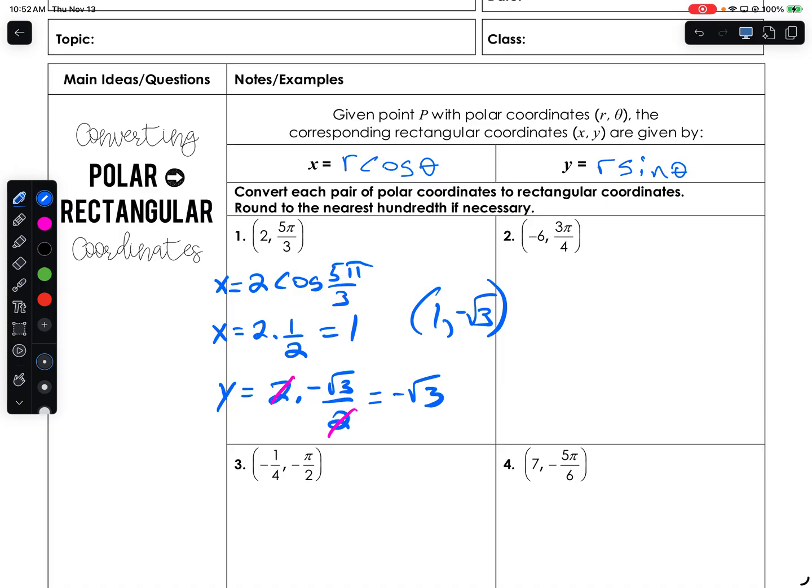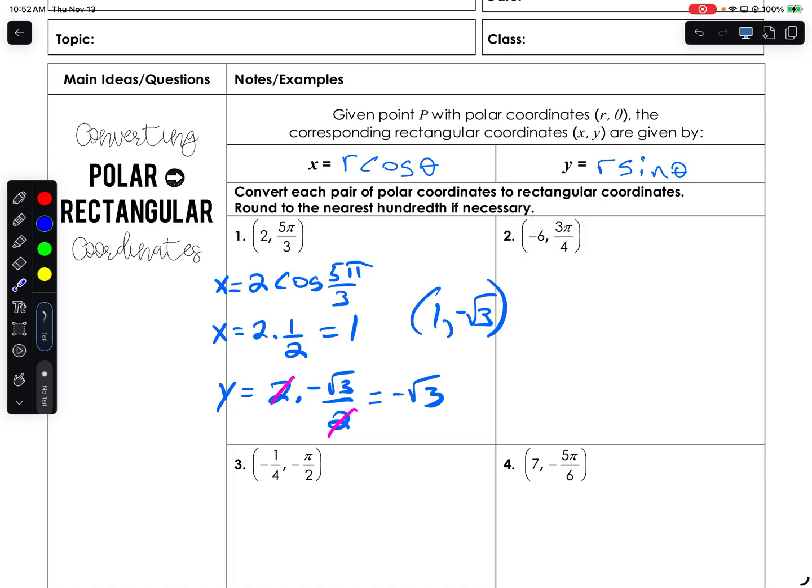So you see on number 2, the radius is negative. It's going to work out either way. When I taught it during first period, I made this positive, and when I make that radius value positive, what do I have to do? Add pi. It'll work out either way.